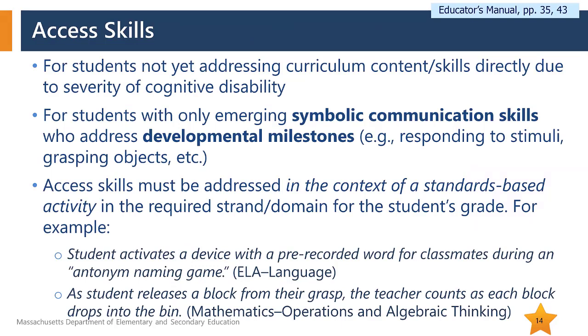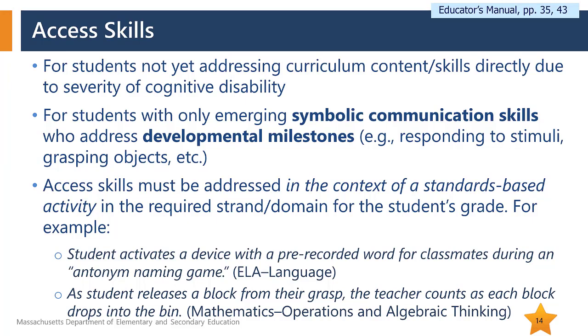So access skills are for students who are not addressing curriculum content. They don't directly interact with the curriculum at a cognitive level, and that's because of their severe cognitive disability. This is for students with only emerging symbolic communication skills, and they are addressing developmental milestones. This is things like responding to stimuli, grasping objects. We have some examples here for you to look at. However, they are going to be doing these access skills in the context of a standards-based activity in whichever required strand or domain for that student's grade.